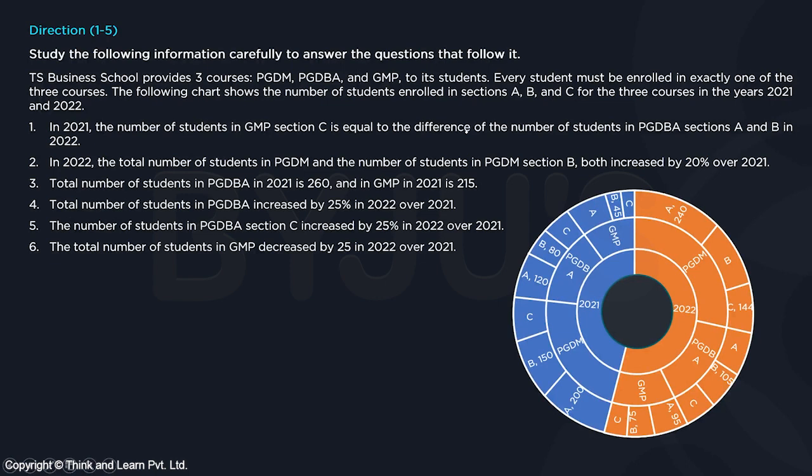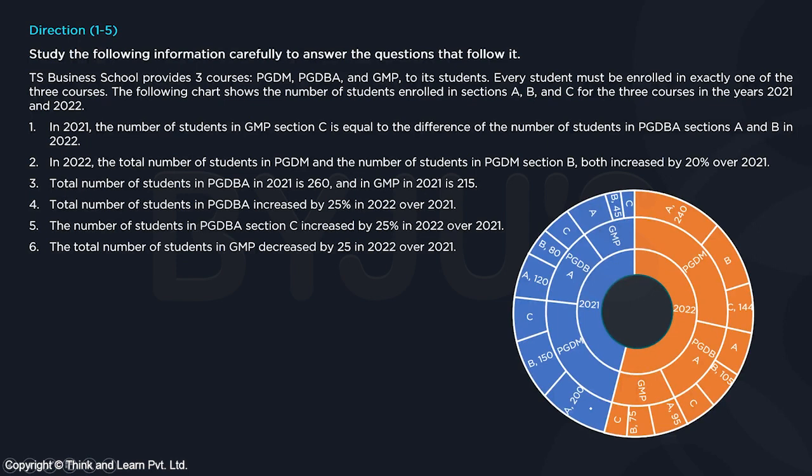In 2021, the number of students in GMP section C is equal to the difference of the number of students in PGDBA sections A and B in 2022, and second point and then third point.